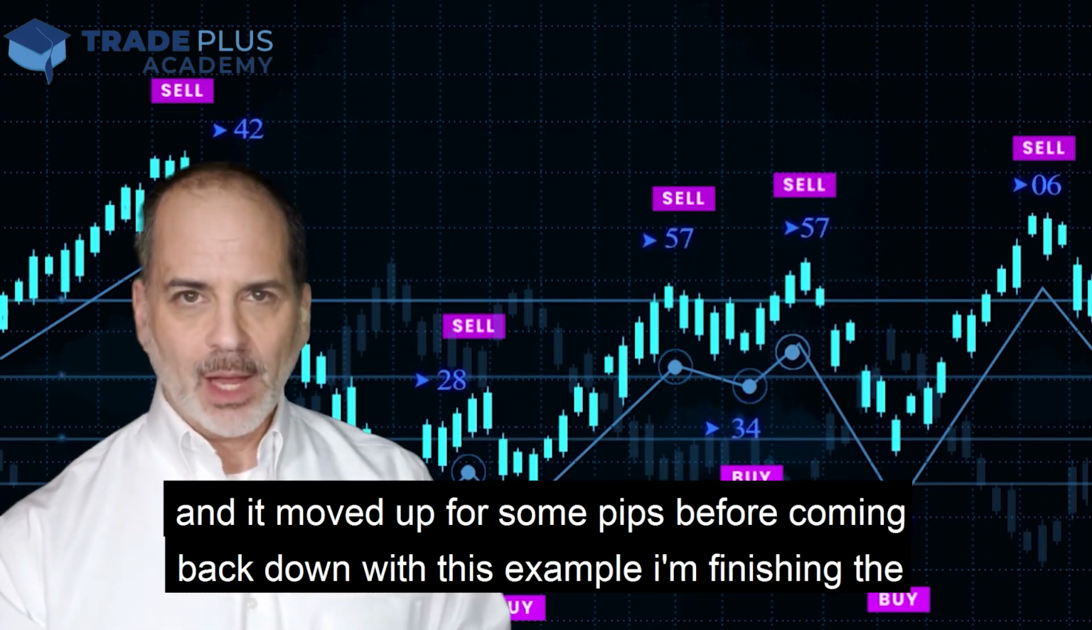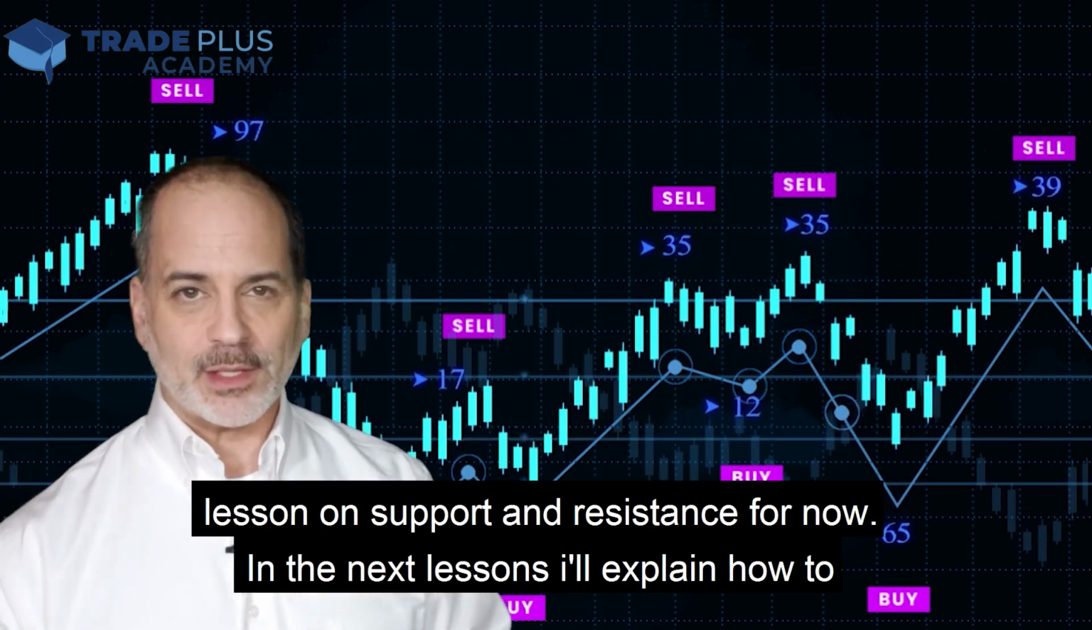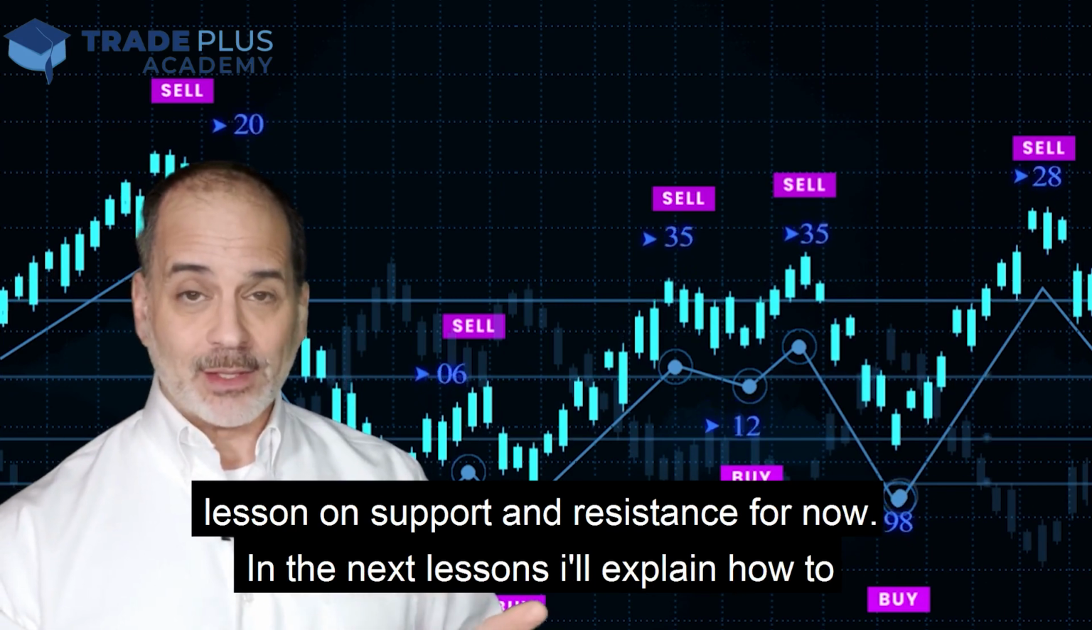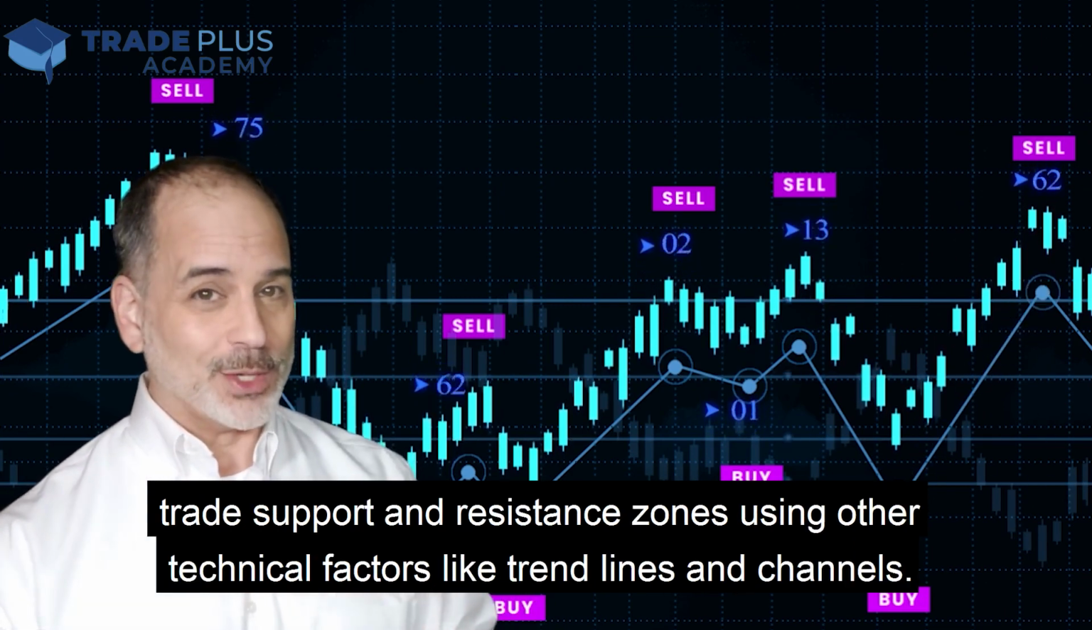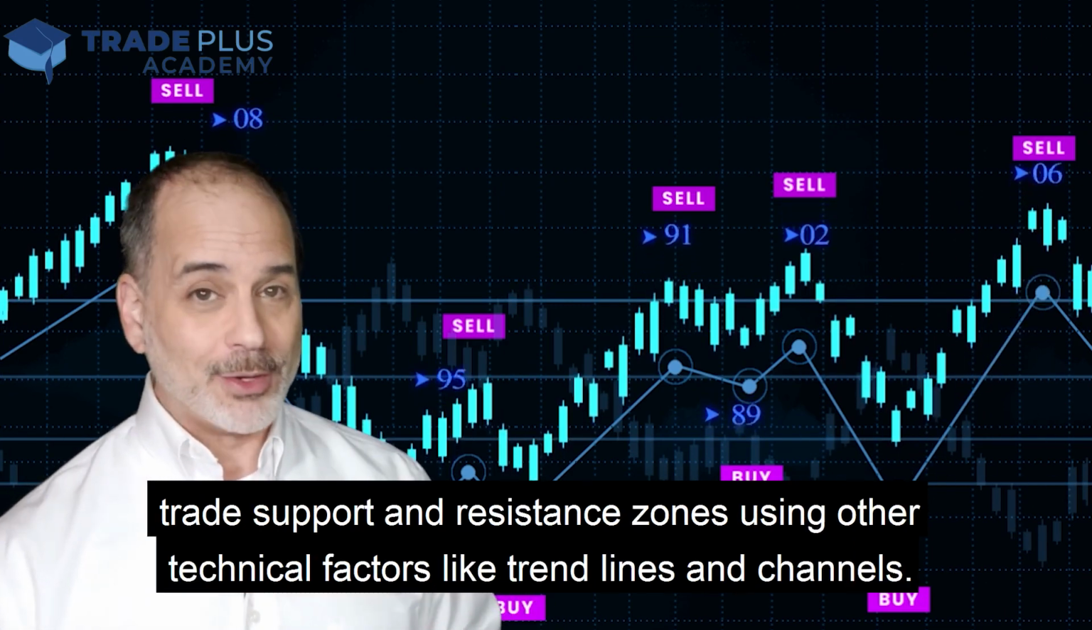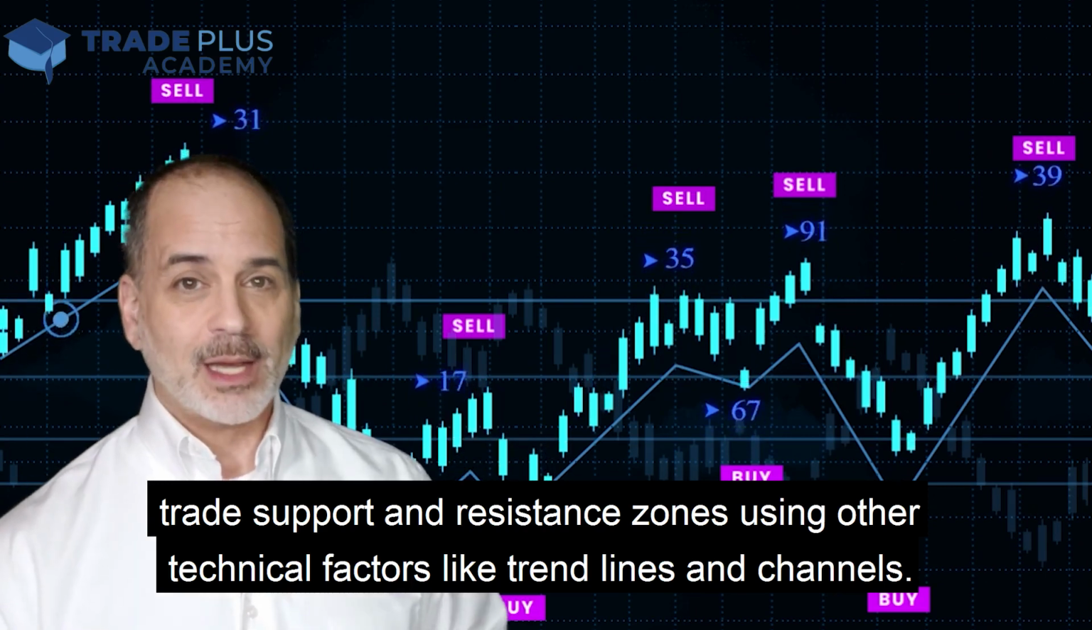With this example, I'm finishing the lesson on support and resistance for now. In the next lessons, I'll explain how to trade support and resistance zones using other technical factors like trend lines and channels.